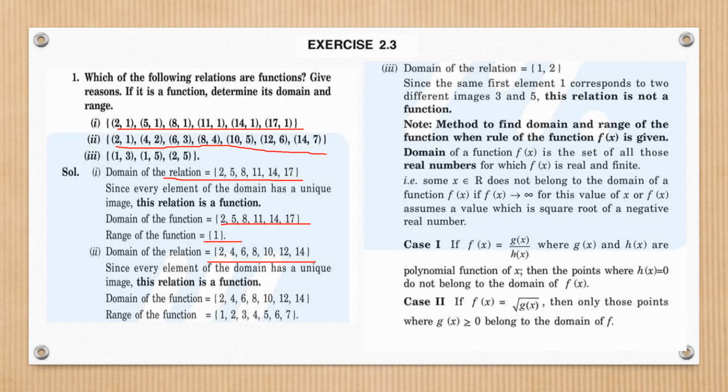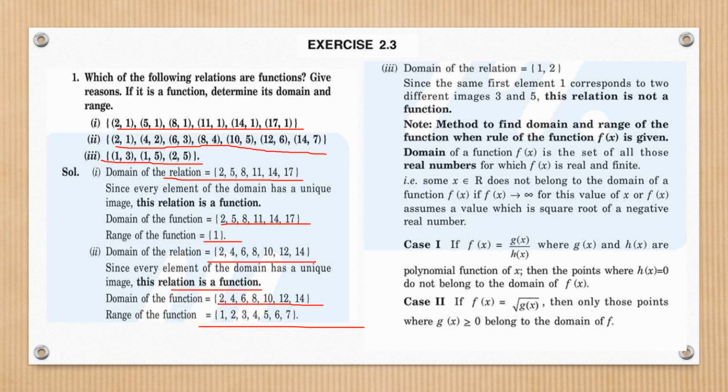The relation has domain 2, 4, 6, 8, 10, 12, 14. Now, can you find any two pairs which have the same first element? No. So this again is a function. The domain of the function is the domain of the relation itself, and the range is the second values: 1, 2, 3, 4, 5, 6, 7. You can see from it.